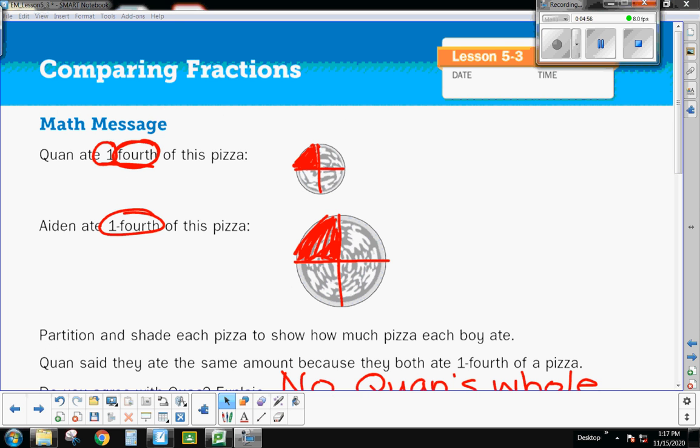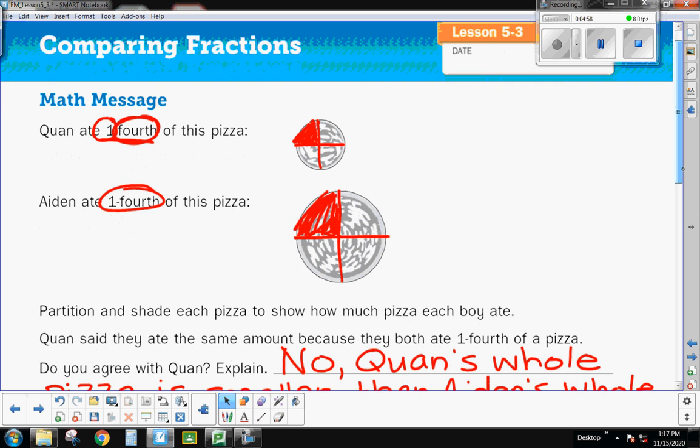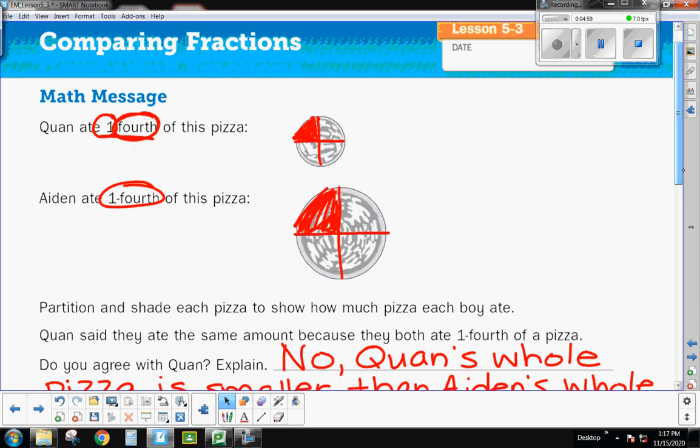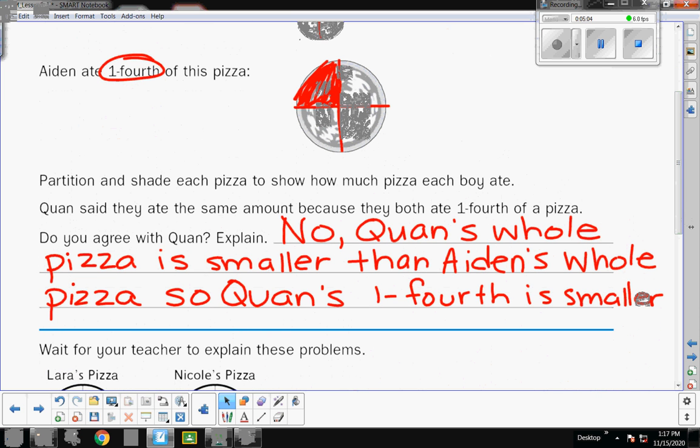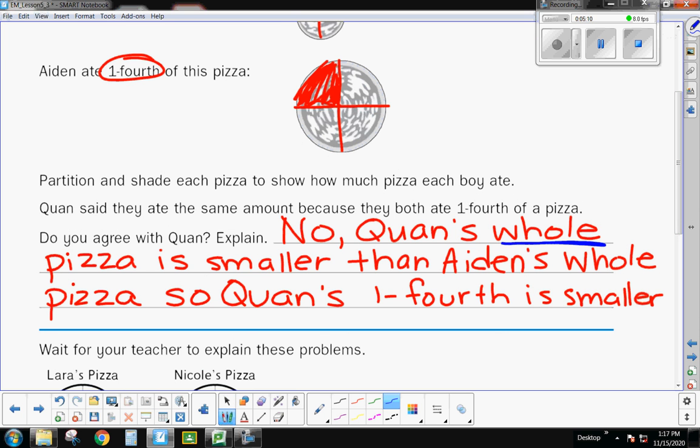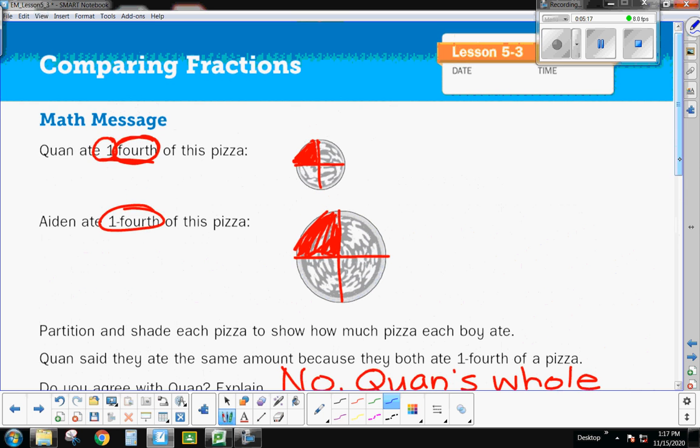And I'm sure you recognize that no, their 1/4 piece is not the same size. And so here's how I explained it in writing, and I'll bet yours is pretty close to what I said. I said, no, Quan's whole pizza is smaller than Aiden's whole pizza, so Quan's 1/4 is smaller. So even though they both ate 1/4, it wasn't necessarily an equivalent 1/4 because the whole started out smaller.